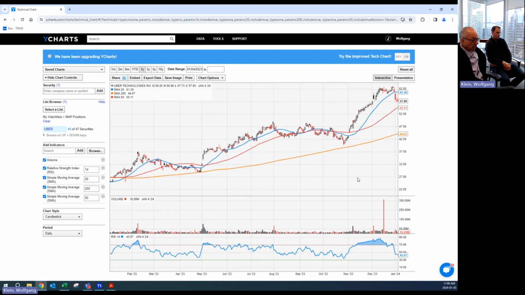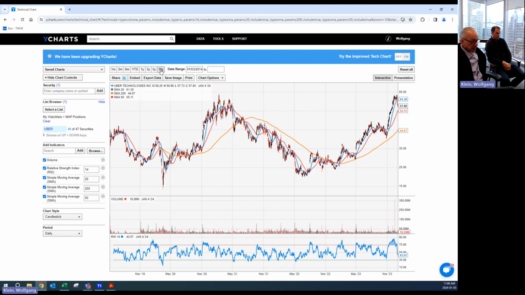Very, very nice. Uber, I like Uber. I like Uber a lot. It's got good legs to it. Look at this 10-year chart. Nice, challenging its previous peak. I think it's going to go through it. So it's a fabulous tech stock, capital light.